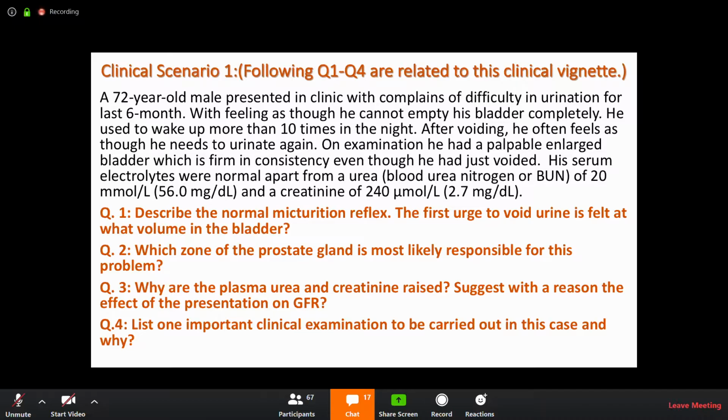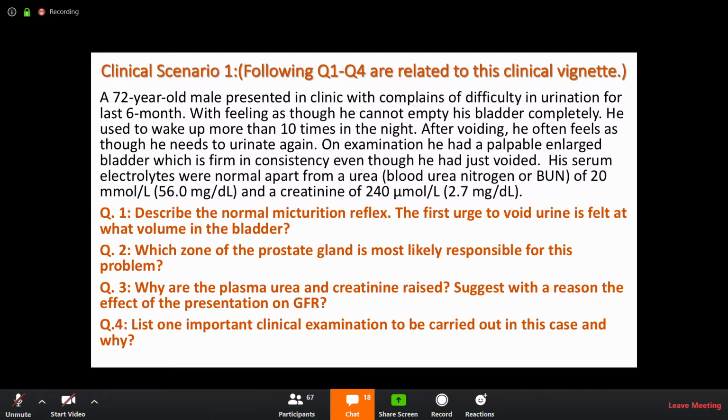Again, I just want to add to that. Is that BPH? Yes, this is benign prostatic hyperplasia or benign prostatic enlargement. Transitional zone for BPH, peripheral zone for cancer of the prostate.